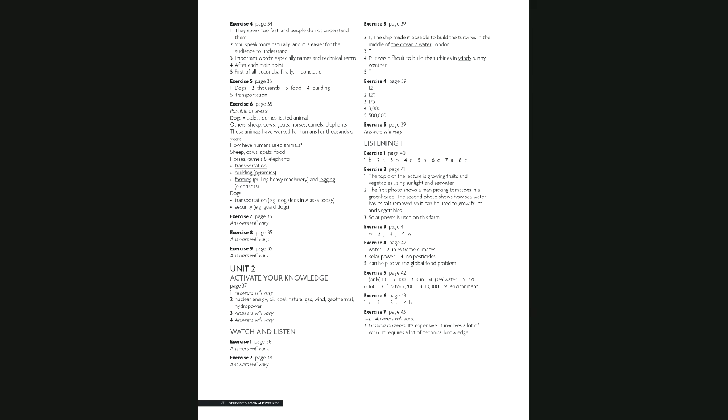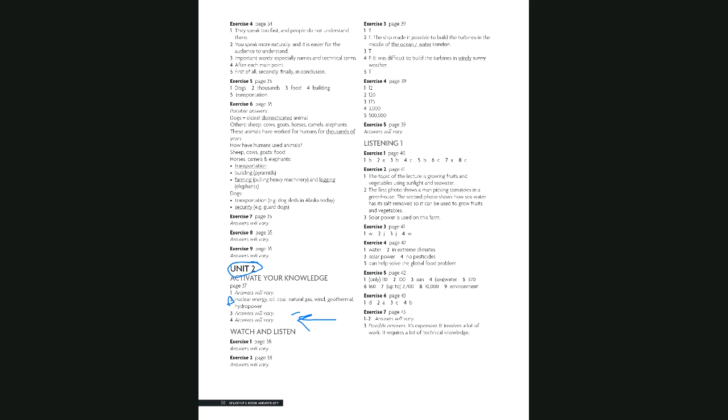Okay, can you guys read these words or is it too small? Yeah, I can read it. Okay, so we're looking at Unit 2, pages 37 and 38. So number 2 on page 37, the answers are nuclear energy, oil, coal, natural gas, wind, geothermal, and hydropower. That's number 2 on page 37.